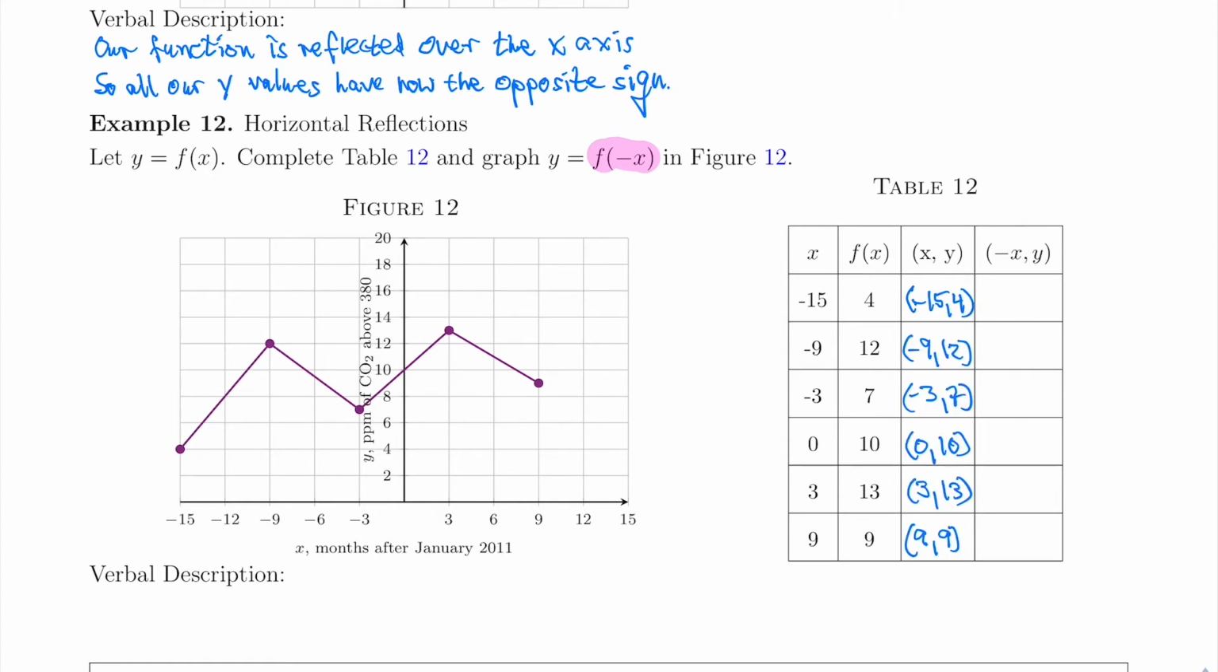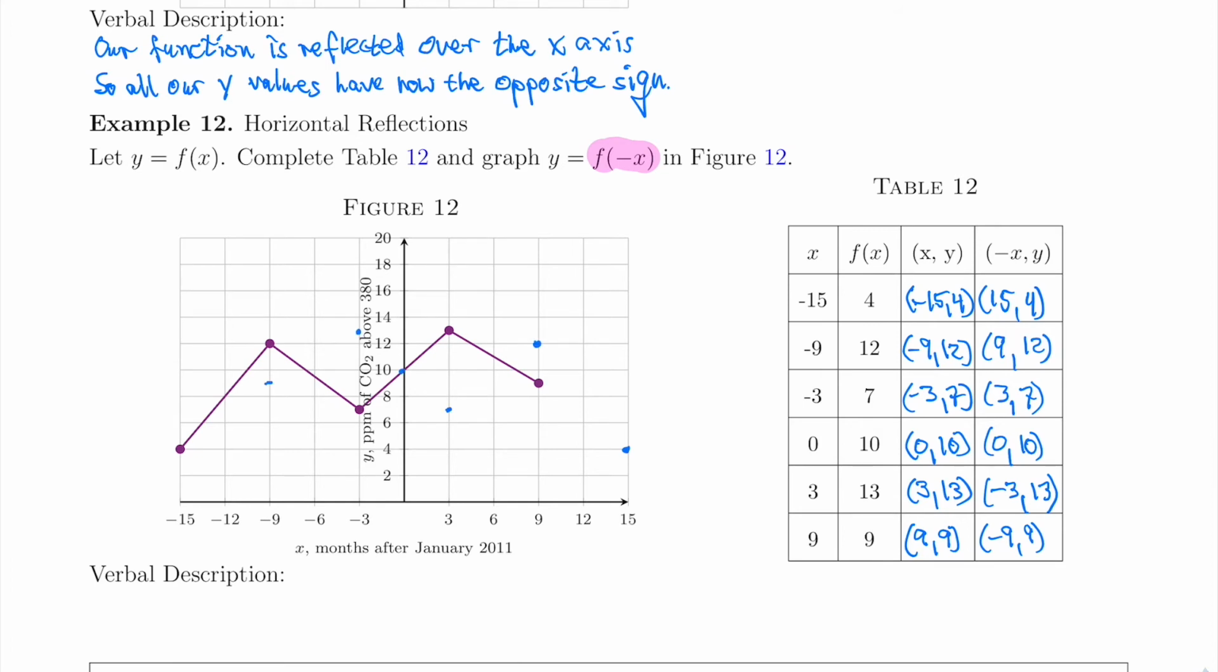time the x always has the opposite sign of what it is, because if I take -15 and put yet another negative in front of it, I get +15. And just like that, every other x value. So 0 of course doesn't change because -0 is still 0, and then our positive values become negative. And now we are going to plot our points. So our -15, 4 is now 15, 4, so on the other side.